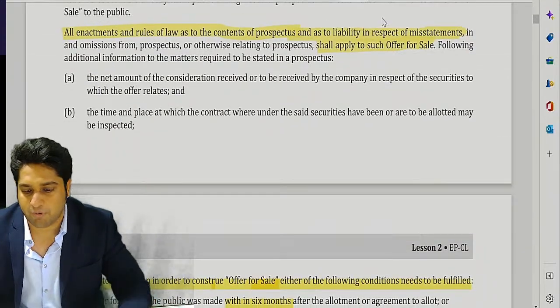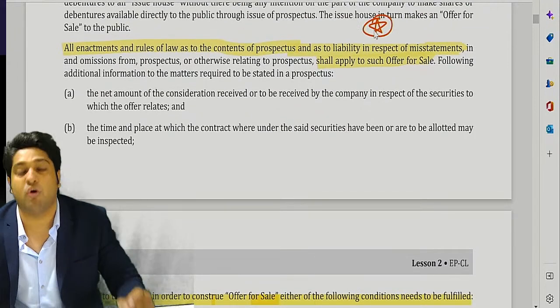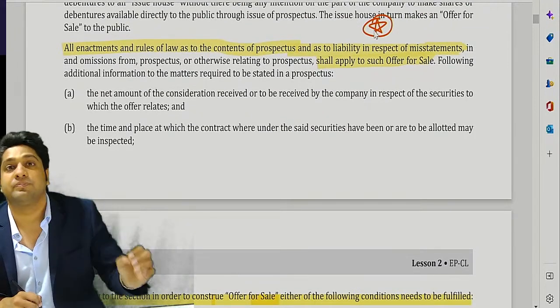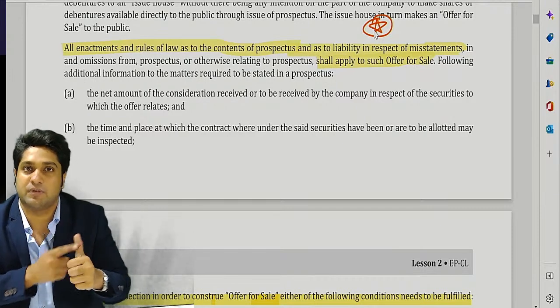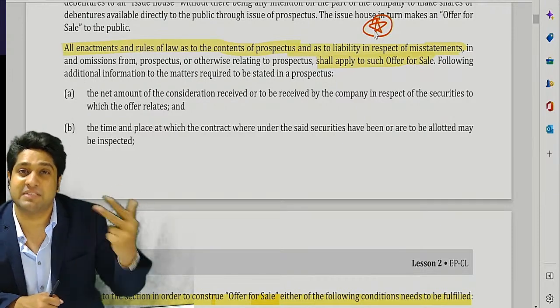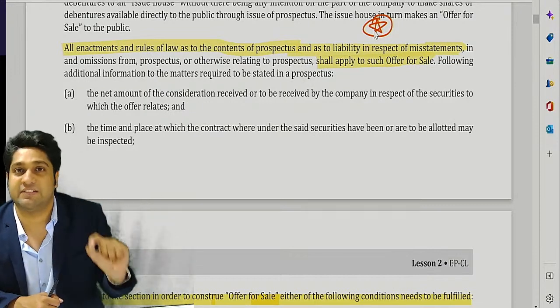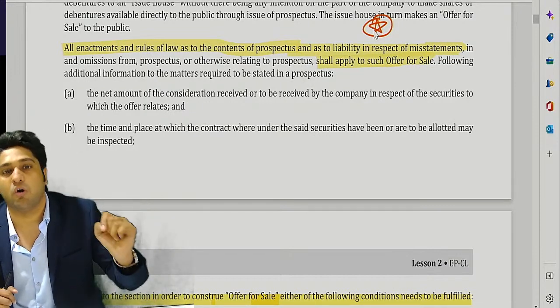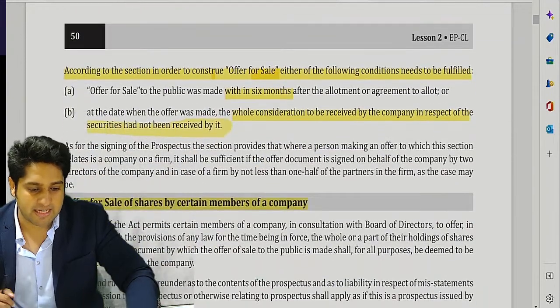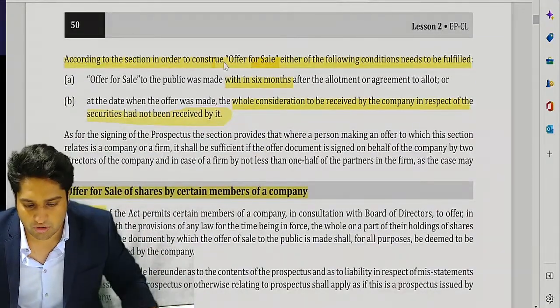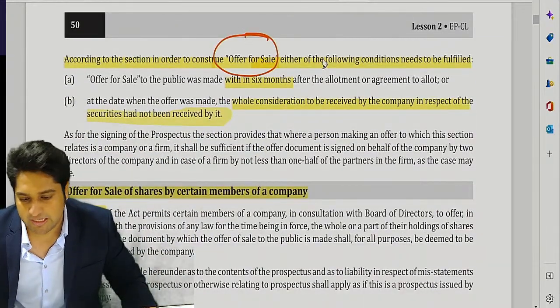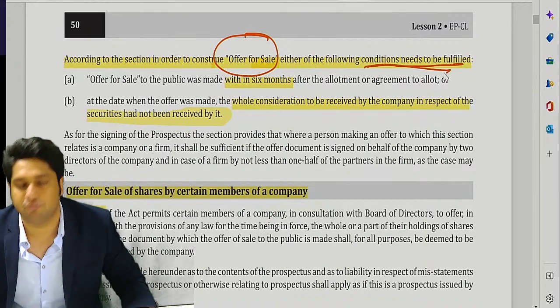And very, very important, what happens if the rules apply? All the rules of prospectus will apply. Also the penalties, misstatements, all the criminal liability for misstatements, and civil liability for misstatement will also apply. Next, according to the section, in order to constitute an offer for sale, either of the following conditions should be fulfilled.